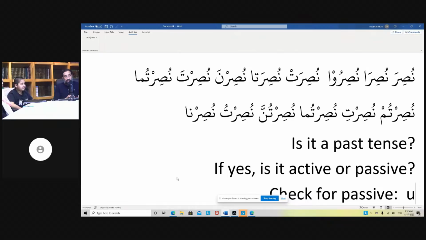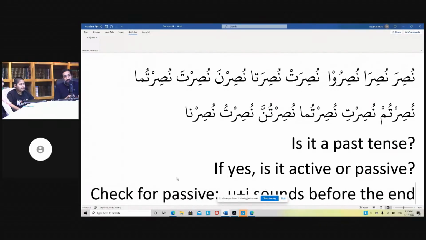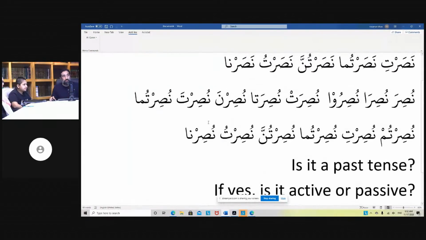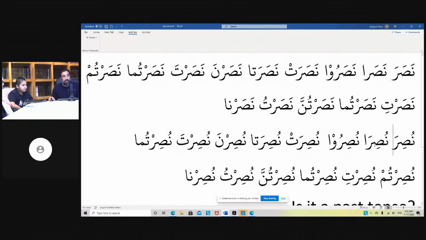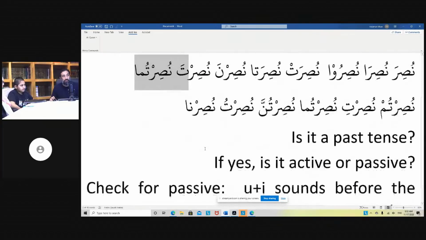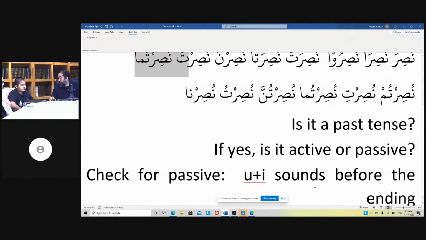U sound, or E. U plus E sounds, before the ending. Now, what do I mean before the ending? Well, notice the ending is over here: ra, ru, rat, rata, na, ta, tuma, tum, ti. The ending's not telling me anything. The ending's just telling me which pronoun to translate. But it's before the ending that I hear nusi, nusi, nusi, and so I say passive. Before the ending. Does that make sense?